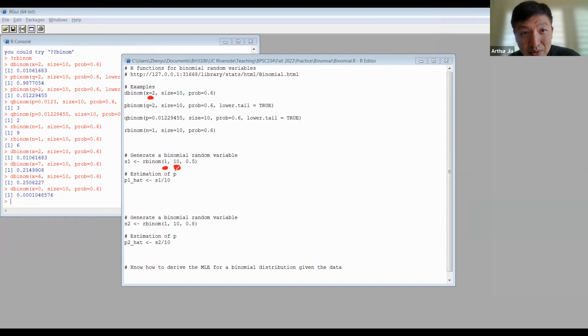Here 1 equals n, meaning how many binomial random variables you're going to generate, because this is to generate a single random variable. So if we have a fair coin and we toss this coin 10 times, what is the realized random variable that can be generated from this distribution? So let me do this.